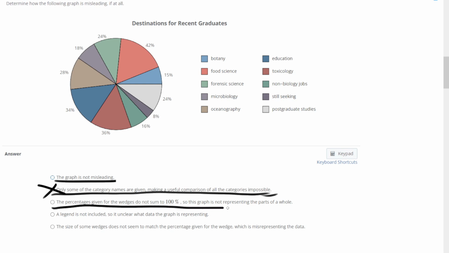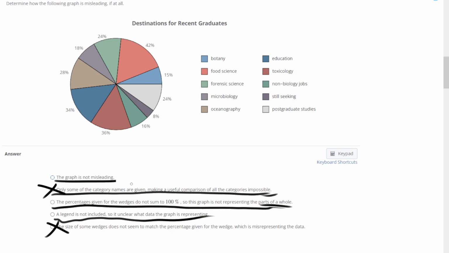"The percentages given for the wedges do not sum to 100, so this graph is not representing the parts of a whole." If we look at this, yeah, it goes over 100%. So this is an option. But just in case, let's look at the last ones. "The size of some wedges does not seem to match the percentage given for the wedge, which is misrepresenting the data." That doesn't seem to be the case here. They seem proportionate to their percentages.